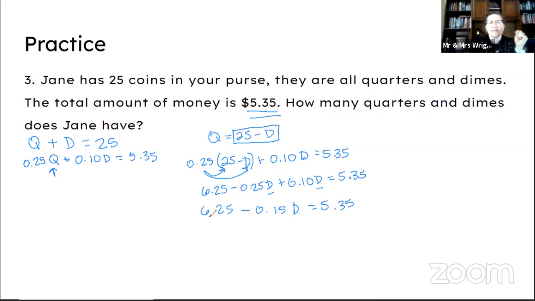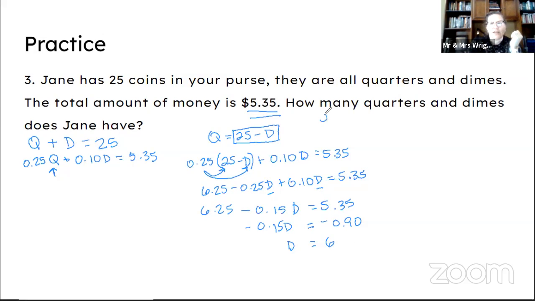Now I need to subtract 6.25 from both sides. If I have a positive 6.25, I need to undo it by doing a negative 6.25. So in order to do that, I still have my negative 0.15d equals. Now on this side, I'm going to have a negative 0.90. And in order to undo what's being done to D here, to figure out how many dimes we have, I need to divide by negative 0.15 on both sides. So D is going to equal 6.